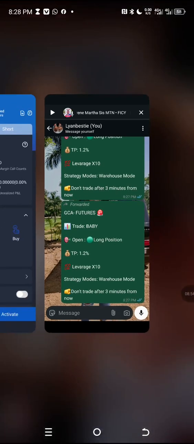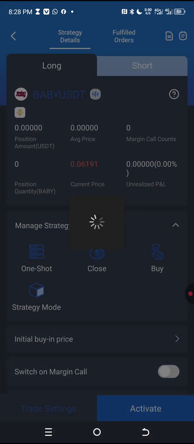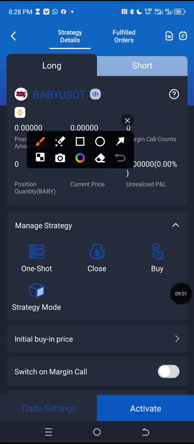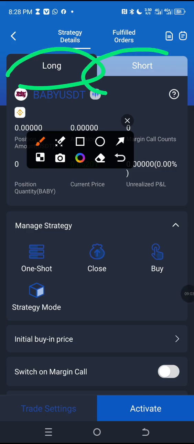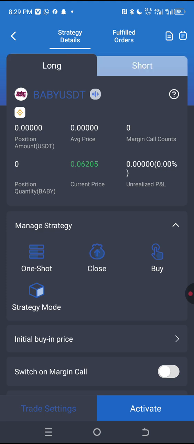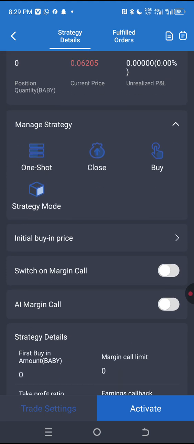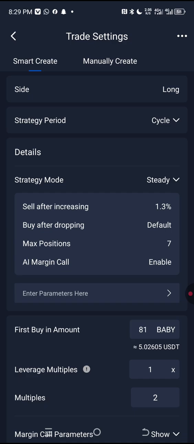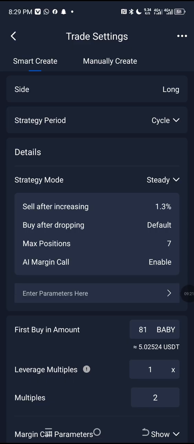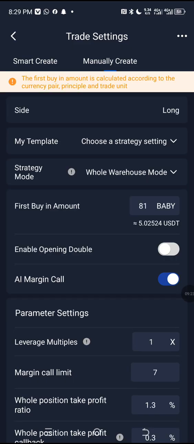So we are coming back here and we are selecting long. Where you've selected, it is always black, and where you've not selected, it is always in blue. So if I select short, you see long gets the blue. And if I select long again, you see it's the long we are entering. So you're going to tap here on trade settings and put the settings as they are given. And we always use the manually create because we want to put our own settings.